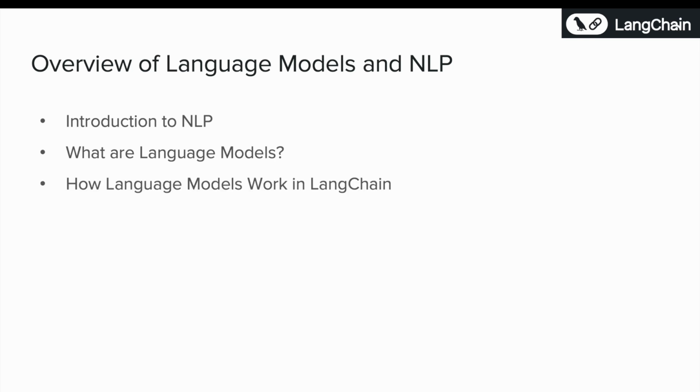Now, how do language models work in LangChain? In LangChain, language models become the core of various NLP applications. By connecting these models through LangChain, you can create a chatbot, build a summarizer, or perform sentiment analysis, all with the same underlying model. LangChain simplifies the integration and use of these models so you can focus on building your application rather than managing model operations. With a foundational understanding of NLP and language models, let's move on to setting up our development environment so we can start working with LangChain.